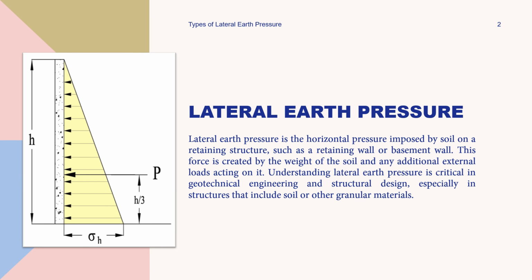So to go to the types of lateral earth pressure, we must first understand the general concept of lateral earth pressure. Lateral earth pressure is the horizontal pressure imposed by soil on a retaining structure such as a retaining wall or a basement wall. This pressure is usually caused by a force created by the weight of the soil and any additional external loads acting on the wall.